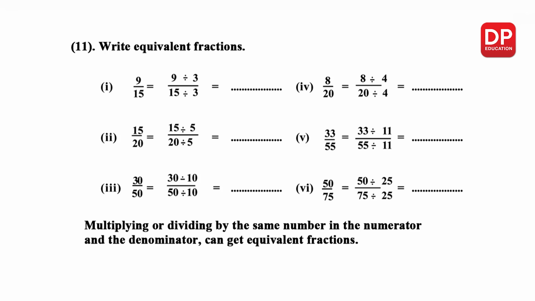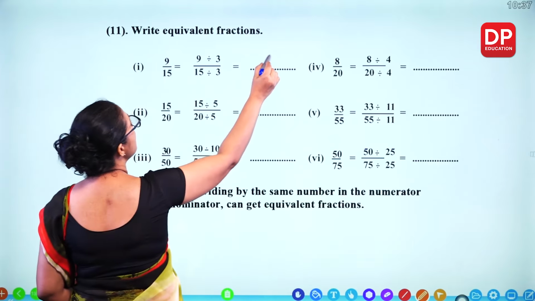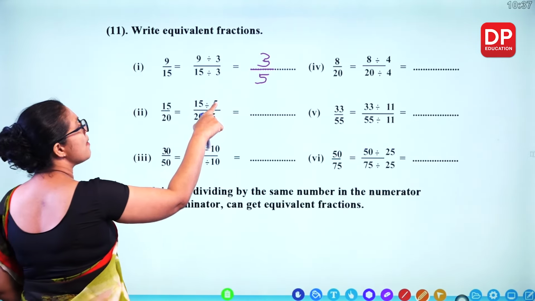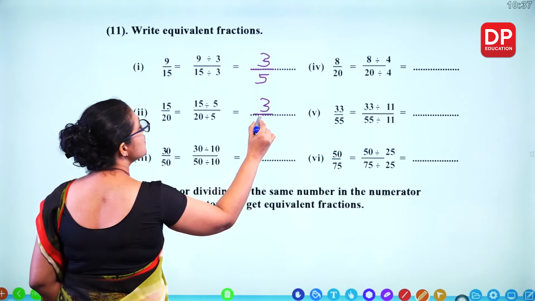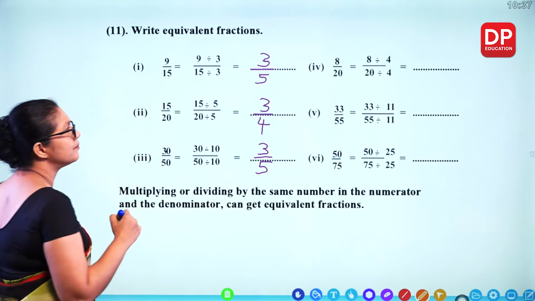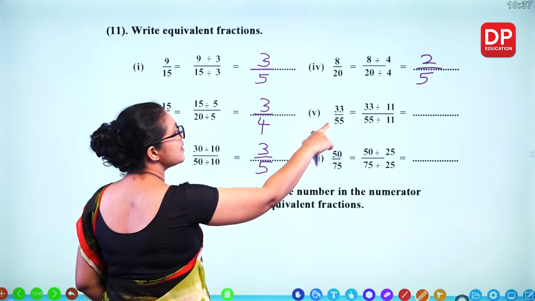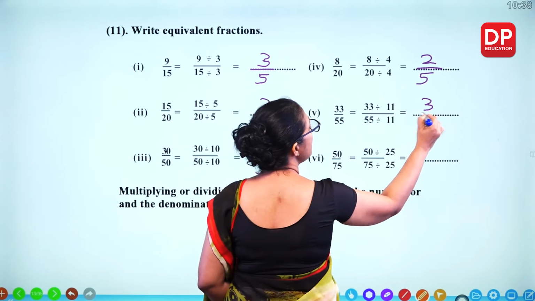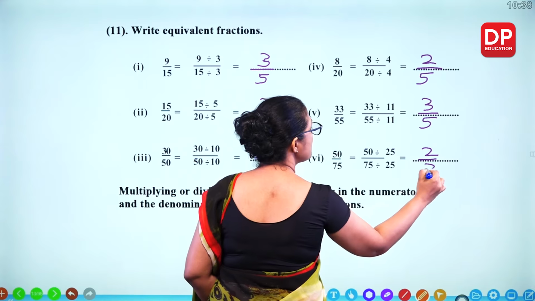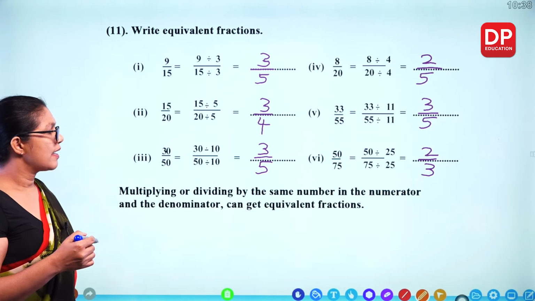Write equivalent fractions. So what we do here? Now we can divide by the same amount. So divided by 3. 9 divided by 3, 3. 15 divided by 3, that's 5. 15 over 20. So 15 divided by 5 is 3. 20 divided by 5 is 4. 30 and 50. You can divide by 10. So 3 and 5. 8 and 20 divided by 4. You get 2 and 5. 33 and 55 you can divide by 11. 3 and 5. 50 and 75 you can divide by 25. 25 times 2 and 25 times 3. Multiplying or dividing by the same number in the numerator and the denominator, you can get the equivalent fractions.